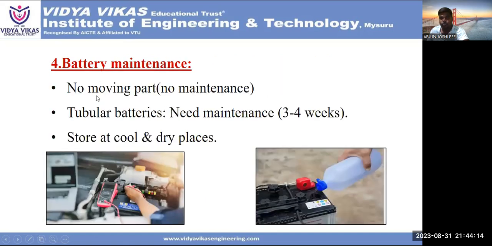Battery maintenance: no moving part, no maintenance. Because there is no moving part in the battery, there is no wear and tear, so it is maintenance free. But tubular batteries need maintenance, meaning you need to add some distilled water. Storing at a cool and dry place is the only maintenance for the batteries. You can put insulating material under the batteries, like wood or plastic.